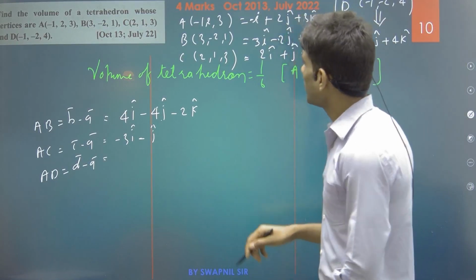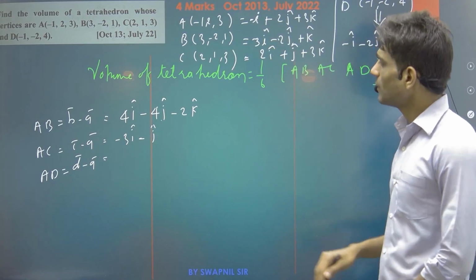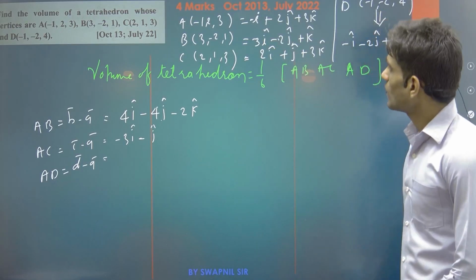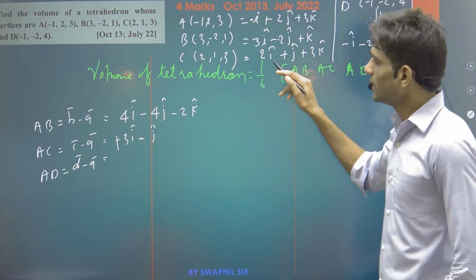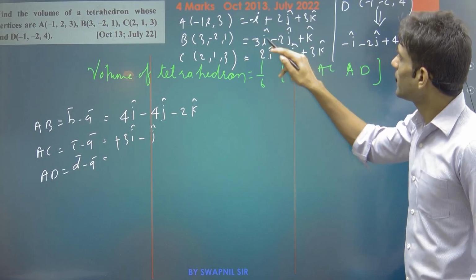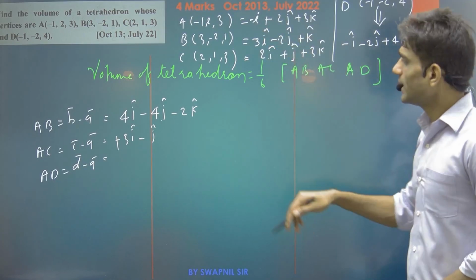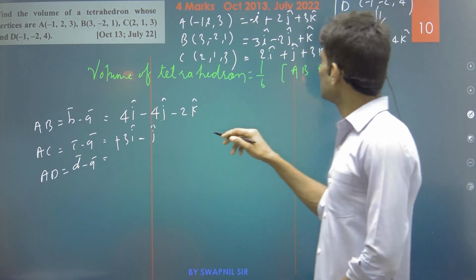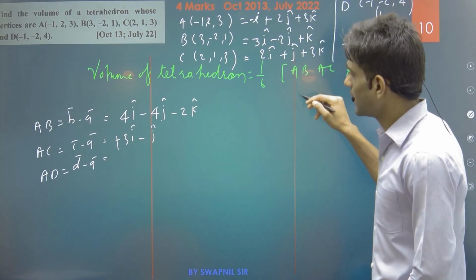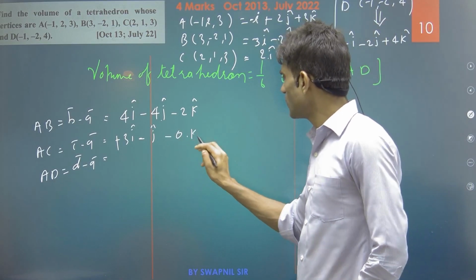So what we have here, c bar minus a bar: 2 i cap minus of minus i cap, which is plus 3 i cap. j cap minus 2 j cap, we can write as minus j cap. Again 3 k cap minus 3 k cap, so 3 k cap minus k cap, we write it as 0 times k cap here.